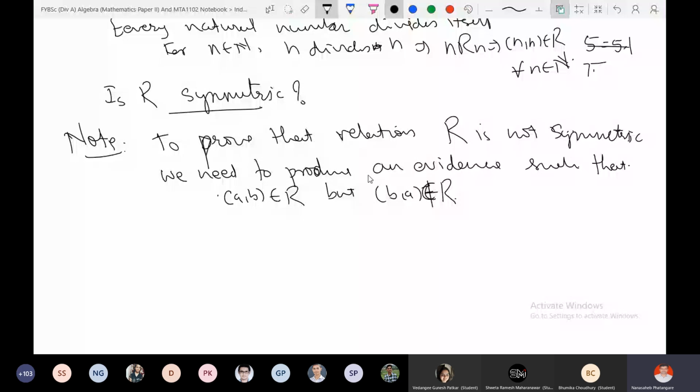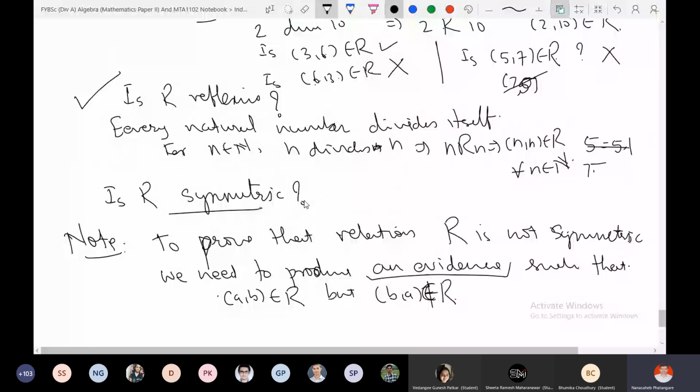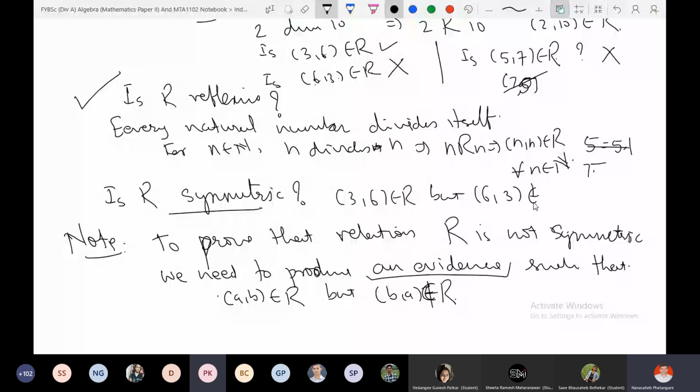So in this particular case, what is an evidence? There are many evidences you can produce. For example, 3, 6 is in R, but 6, 3 is not in R. Or 5, 15 is in R, but 15, 5 is not in R. So many evidences are there. One evidence is sufficient to say that this relation is not symmetric. So it is reflexive but not symmetric.